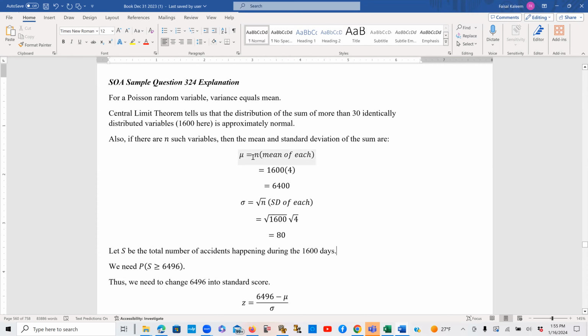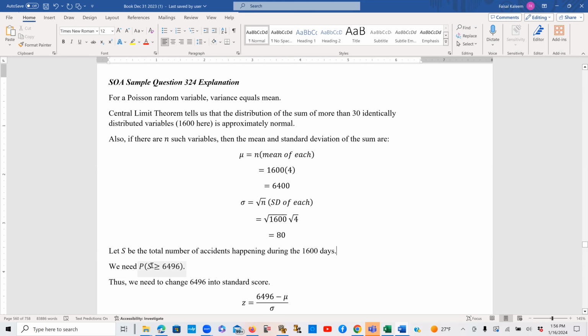And the standard deviation by central limit theorem is square root of n times standard deviation of each. So square root of 1,600 times square root of 4, because we said that the variance equals the mean. So mean was 4, variance is also 4, and standard deviation is the square root of variance. And that comes out to be 80. So let S be the total number of accidents happening in the 1,600 days.